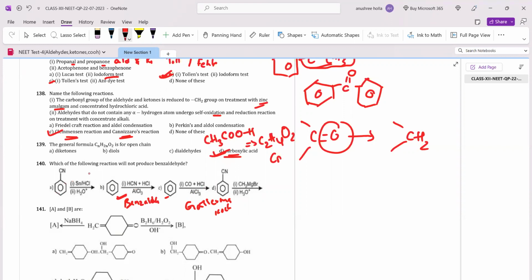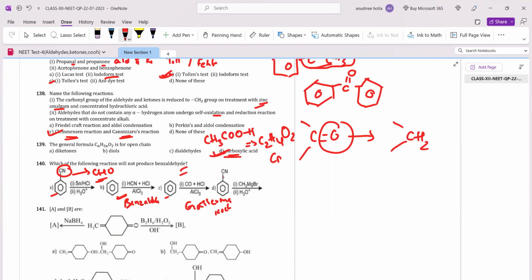And this is our Stephen reaction, right? Here we have taken an aromatic ring. Here the cyanide group will be converted into CHO. Stephen reaction, even this will give us benzaldehyde. Coming to option D, this will not give me aldehyde. This will give me ketone.